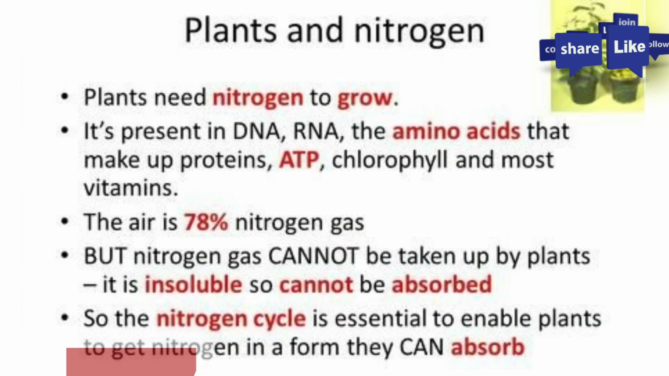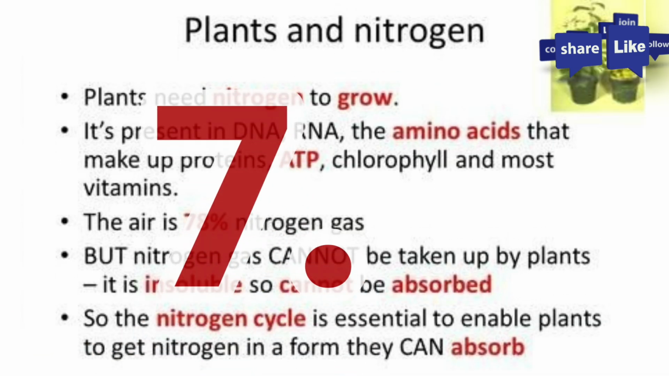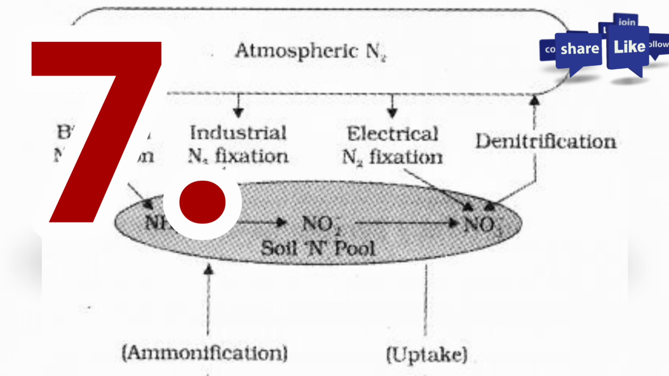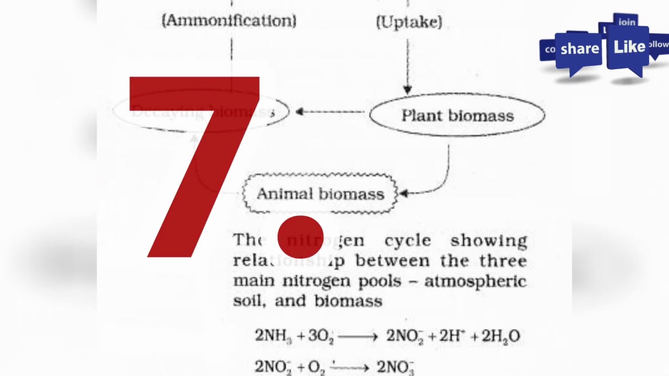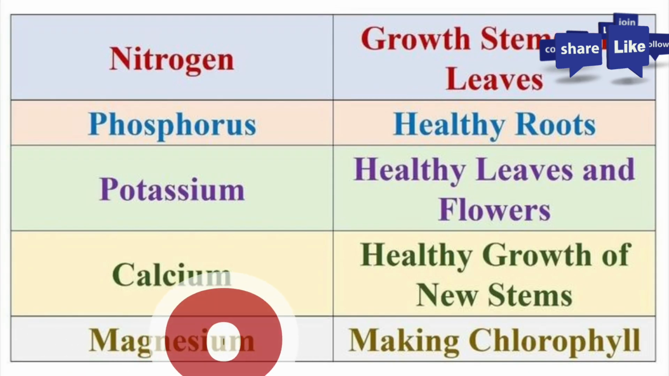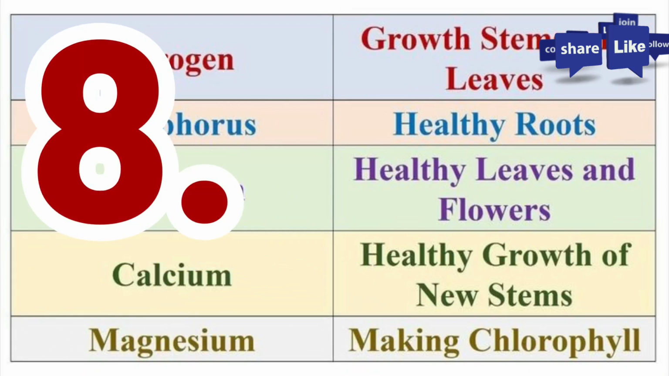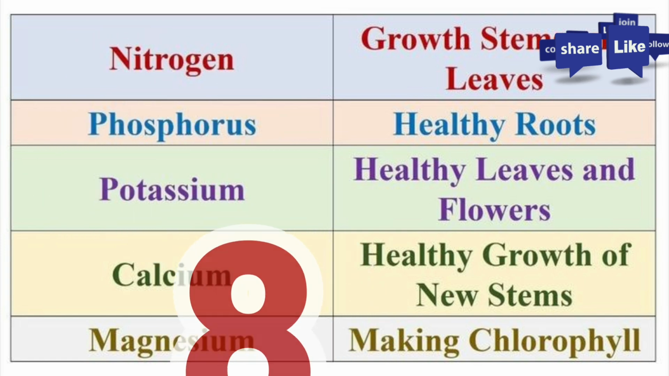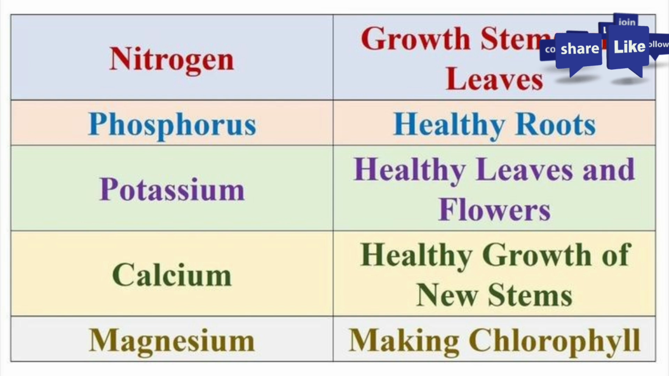A very important point about nitrogen: how is nitrogen absorbed in plants? Nitrogen is absorbed in the form of nitrate, nitrite and ammonium, but mainly it is absorbed as nitrate. How is phosphorus absorbed? Phosphorus is absorbed in the form of dihydrogen phosphate ion and hydrogen phosphate ion.